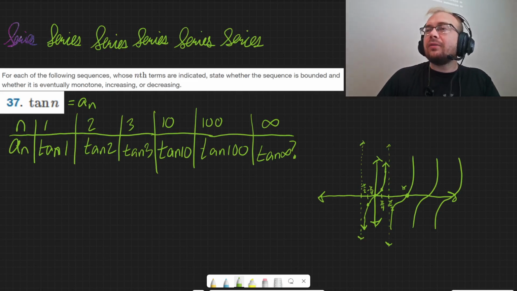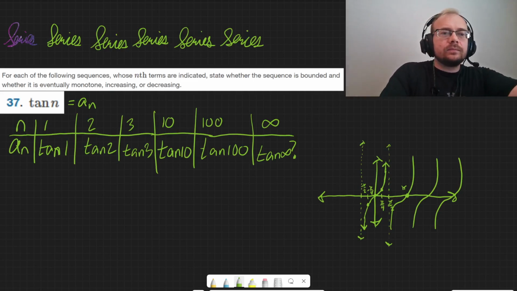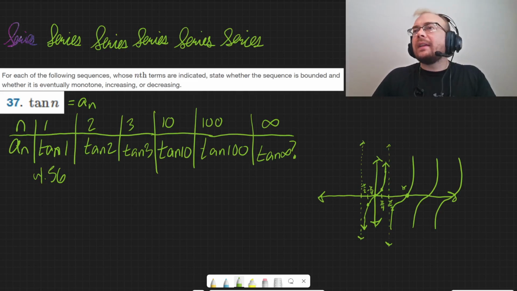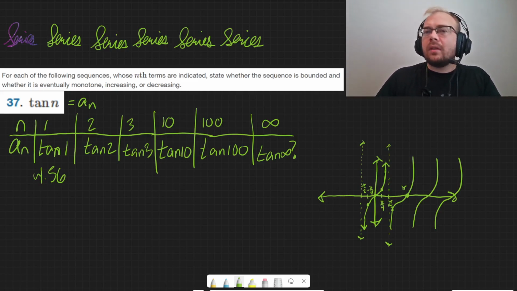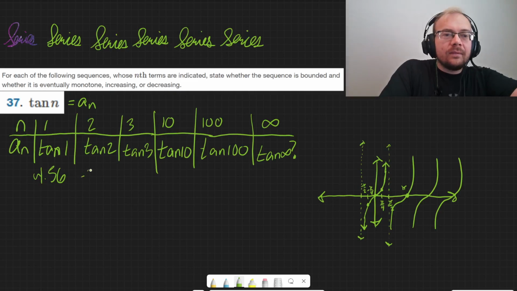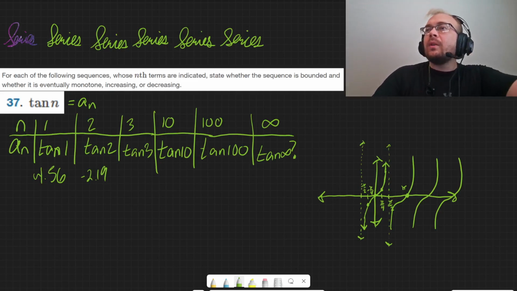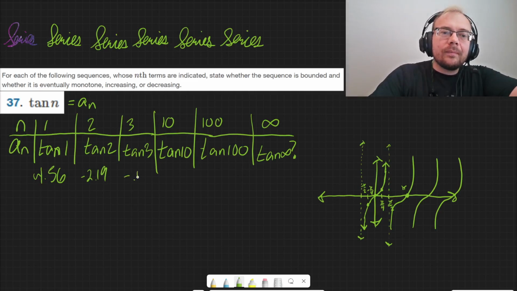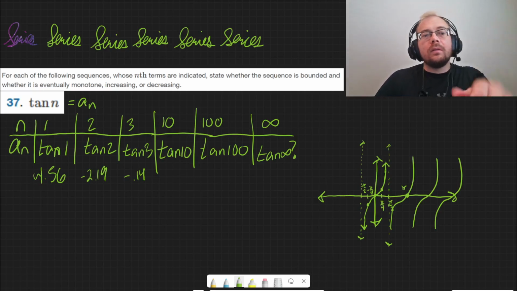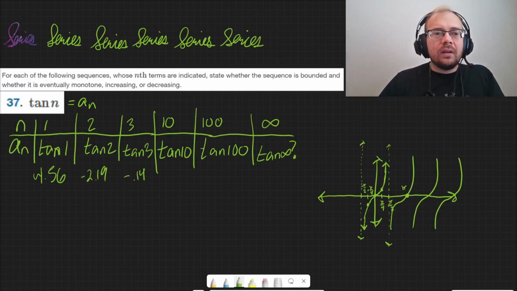Tangent of 1, let's say. So that's going to be 1.56. And these are all estimates. I'm rounding to 2 decimal places. F of 2 is negative 2.19. So we went down. All right. What about 3? There we go. Negative 0.14. Now we went back up. So we went down, and then we went back up.